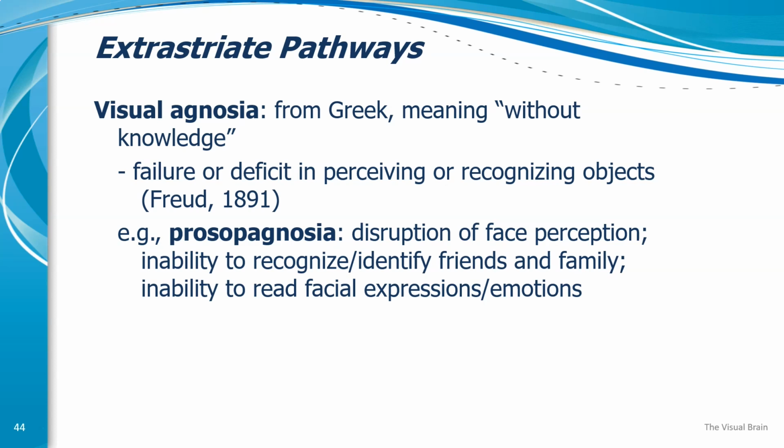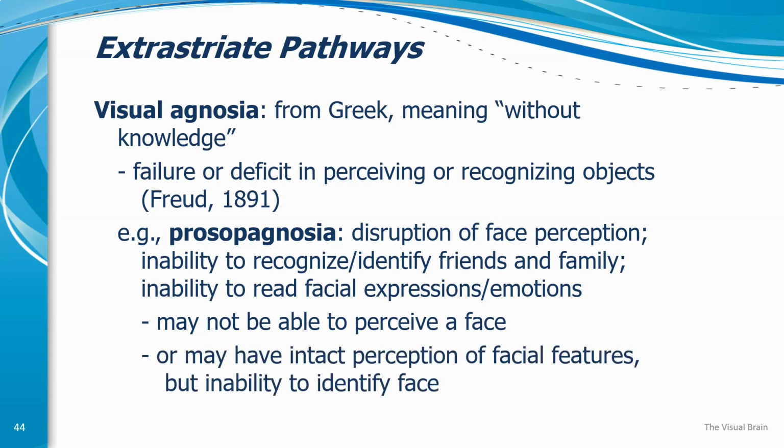There actually seem to be a couple of types. In one subtype, people don't know that they're looking at a face. You show them a face on a screen, you ask them what they're looking at, and they say, I don't know. They don't even know that they're looking at a face. In another subtype, people know that they're looking at a face because they can count the number of eyes and noses and mouths, but they can't identify whose face it is.